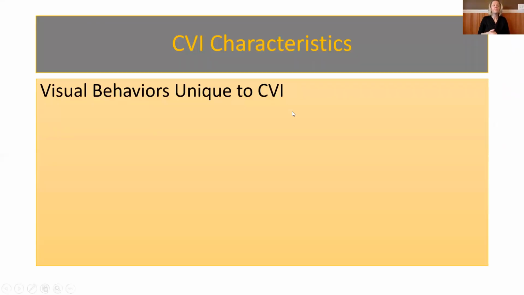All right, so let's jump into the characteristics of CVI. I'm sure that we all know that there are 10 characteristics that are associated with cortical visual impairment.